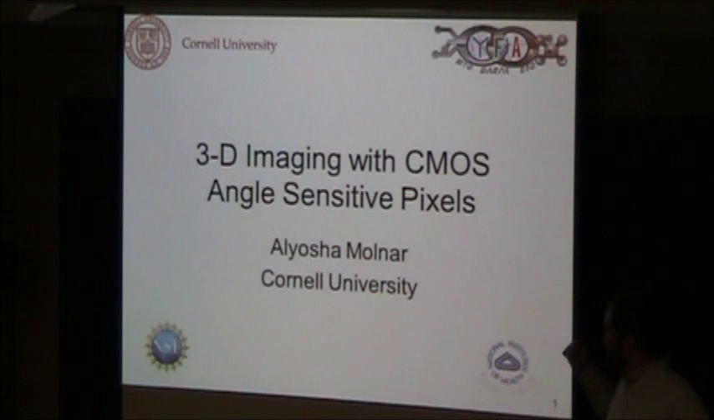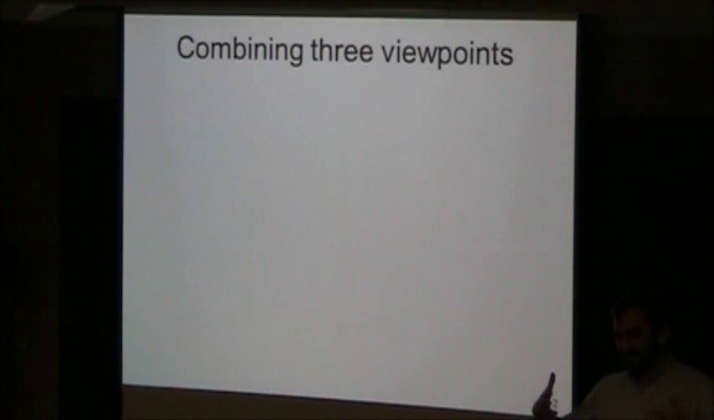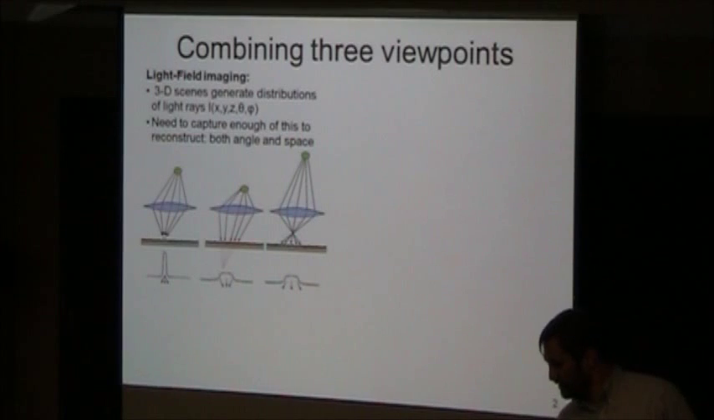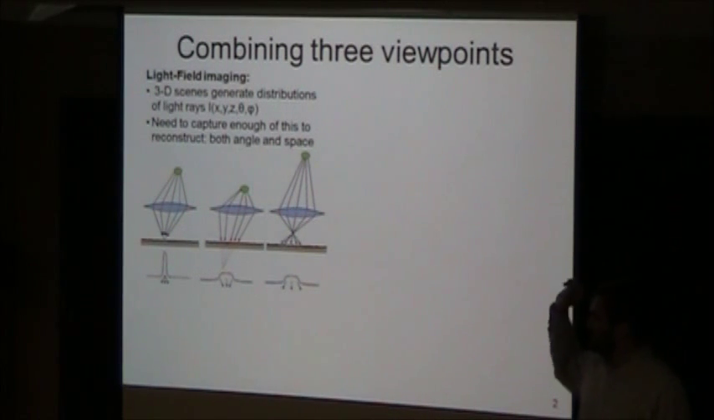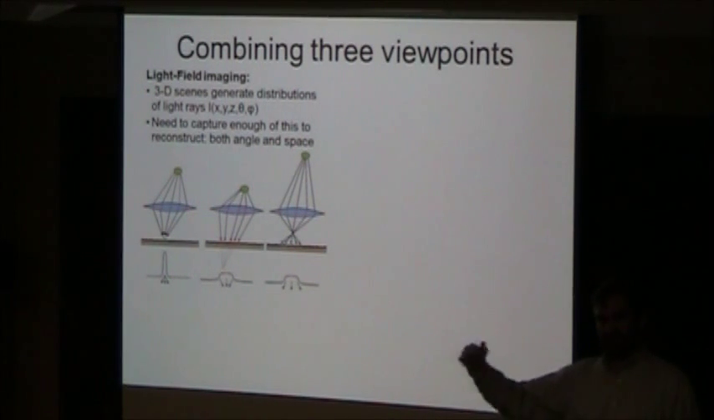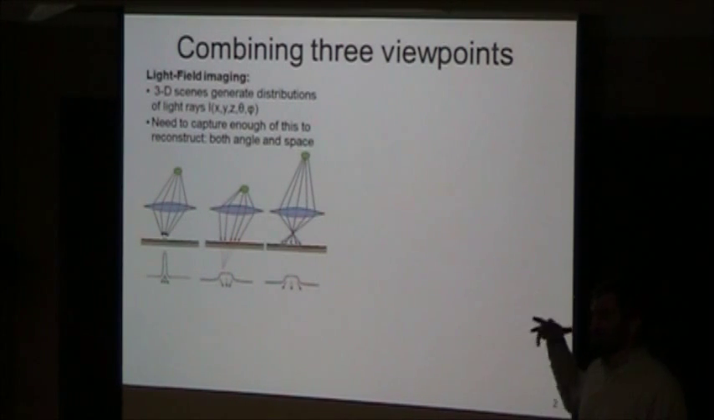Today I'll be talking about 3D imaging with CMOS angle-sensitive pixels, and I will define all of those terms as we go. So don't worry. In this talk, I'll be combining three existing viewpoints on how to attack 3D imaging. One of those viewpoints is what's called light field imaging. I'll go into more depth in a minute, but the basic idea is to, rather than just capture the intensity of light at a plane, capture both the intensity and also the incident angle. So you capture a richer description of the light, and that allows you to back out things like depth.